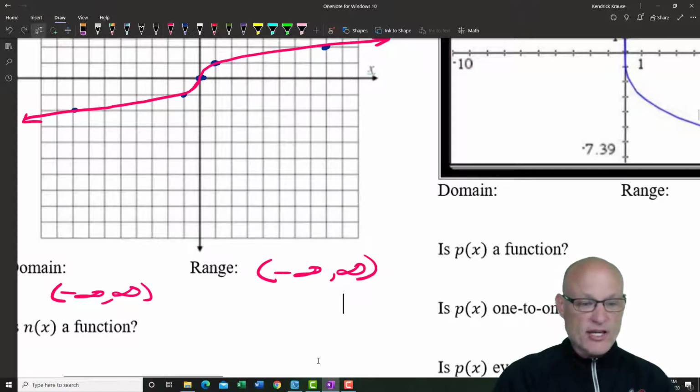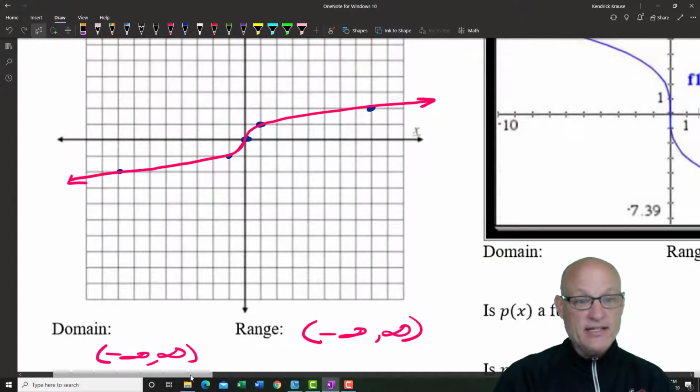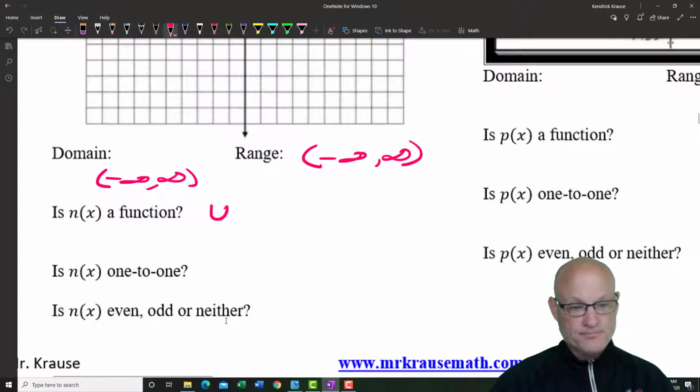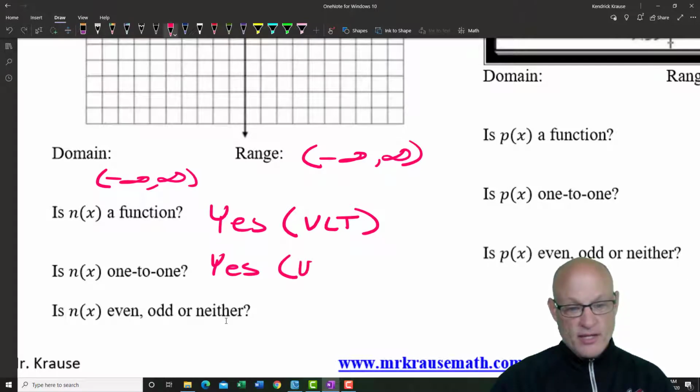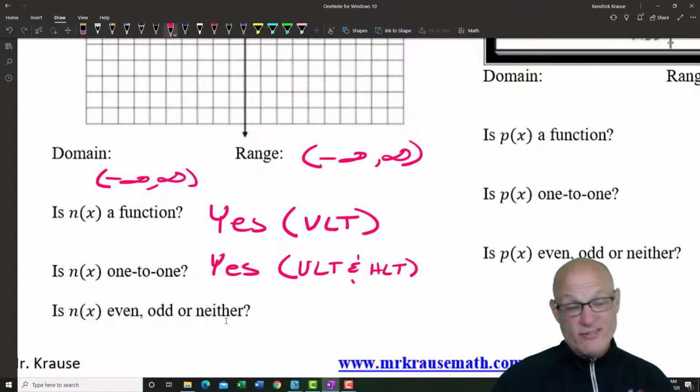All right, let's take a look at whether or not this is a one-to-one function. You'll notice that, in fact, it is a one-to-one function. So yes, it's a function, obviously. It passes the vertical line test. It is a one-to-one function. Yes. It passes the vertical and horizontal line test. We don't even talk about one-to-one if it's not a function.